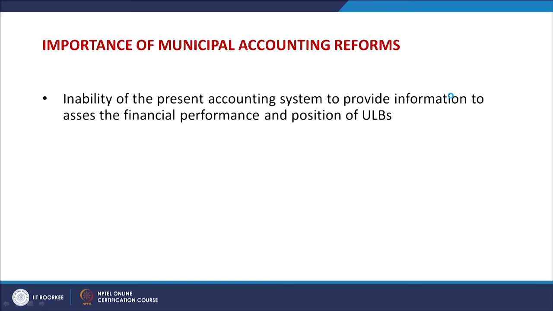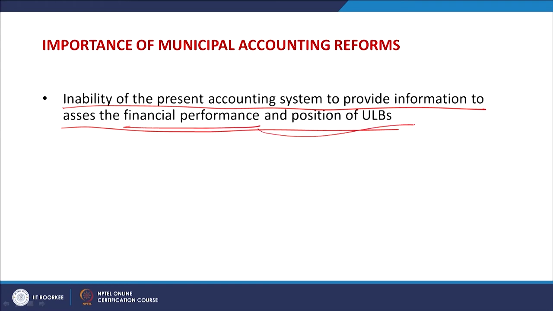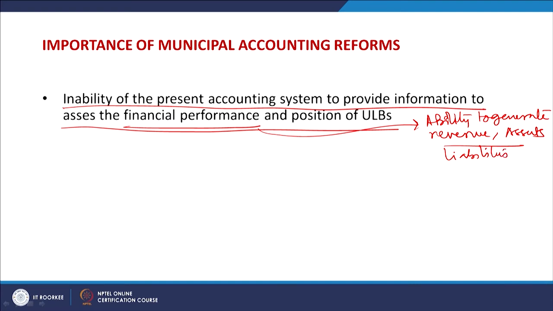So the importance of the municipal accounting reform is the inability of the present accounting system to provide information to assess the financial performance and position of the ULB. When you say financial performance, it is the ability to generate revenue, then assets and related liabilities, and to rationalize the expenditure. These are the salient points which were considered for the benefit of the accounting reforms.